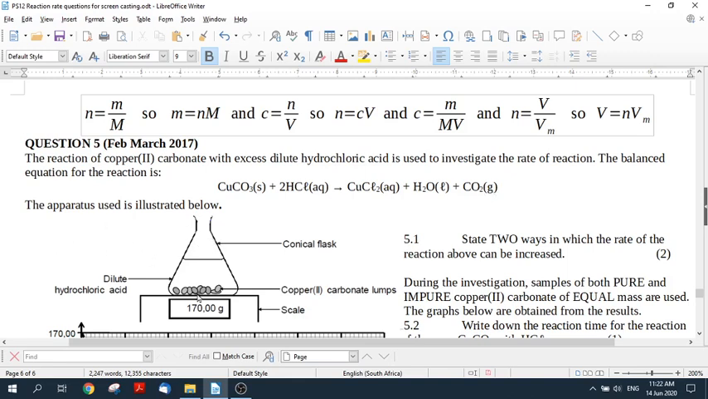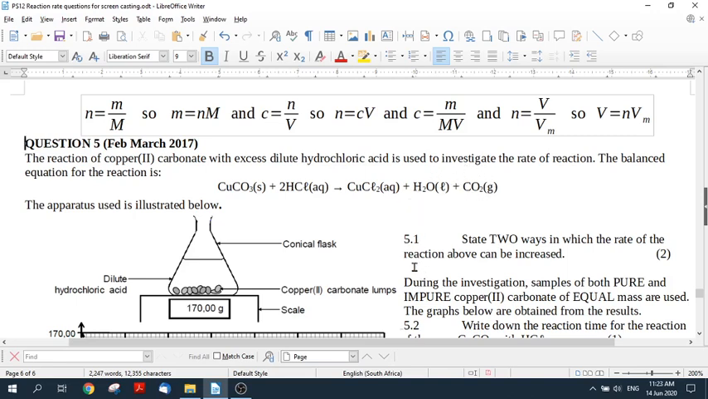So here we've got a conical flask, a scale, the copper carbonate lumps in here, and the dilute acid. Obviously what's going to happen here is you can see the flask is completely open, and you can see in the products aqueous, liquid, gas. This gas is going to bubble off here, and the scale will then register the decrease in mass, and the decrease in mass can only be due to this carbon dioxide gas escaping.